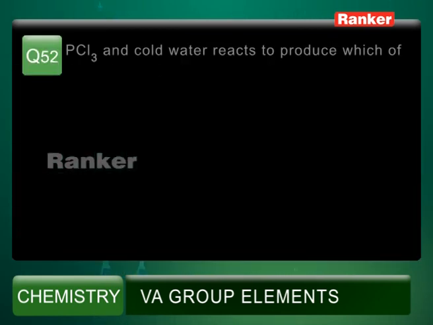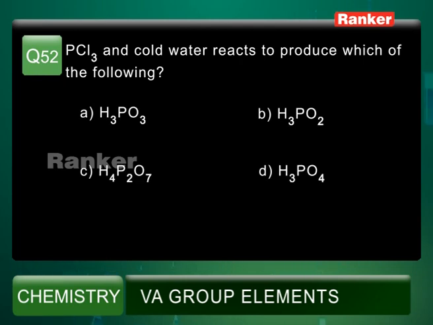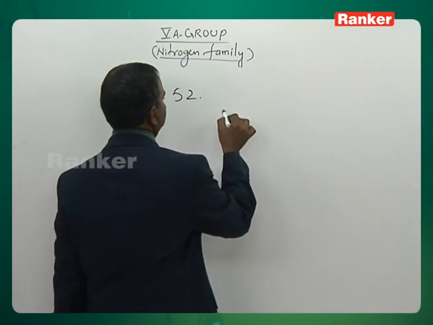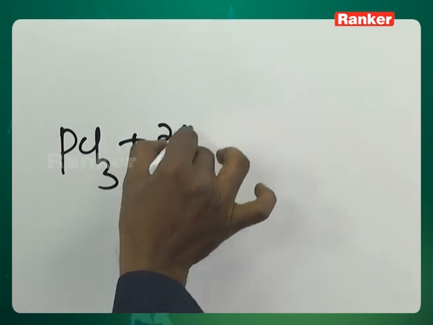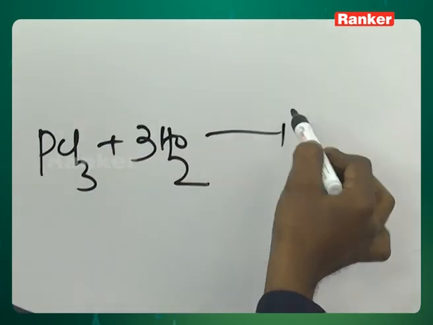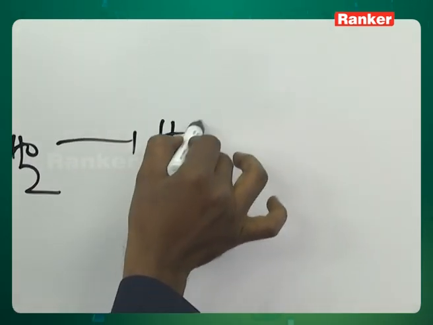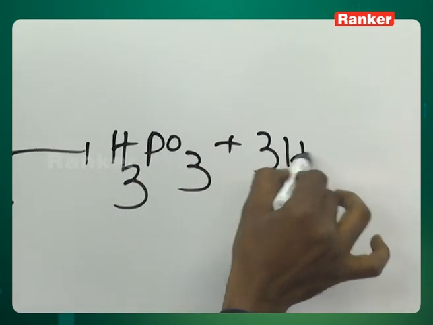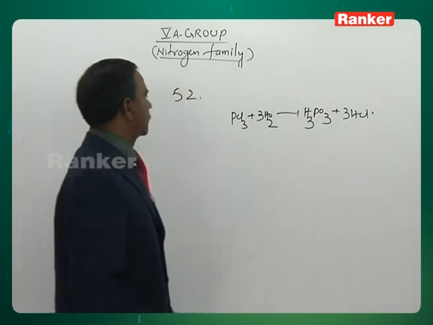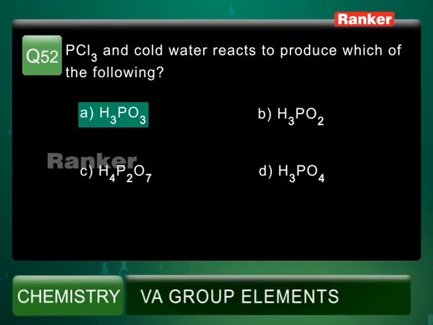Question number 52. PCl3 and cold water react together. What are the products produced? A. Phosphorus acid. B. Hypophosphorus acid. C. Pyrophosphoric acid. D. Phosphoric acid. See, PCl3 on hydrolysis produces phosphorus acid, H3PO3, plus 3HCl. Therefore, question number 52, the answer is A.